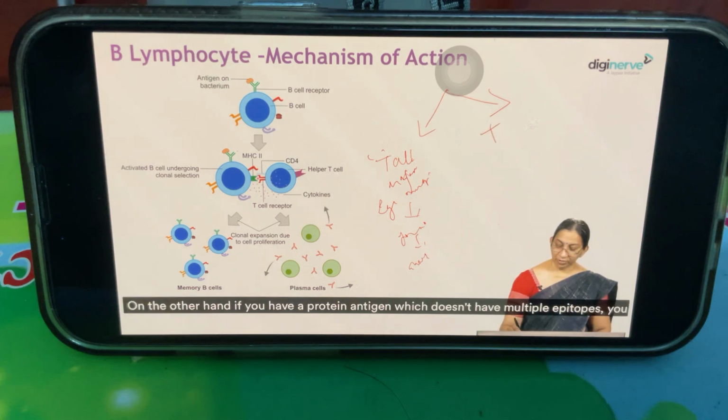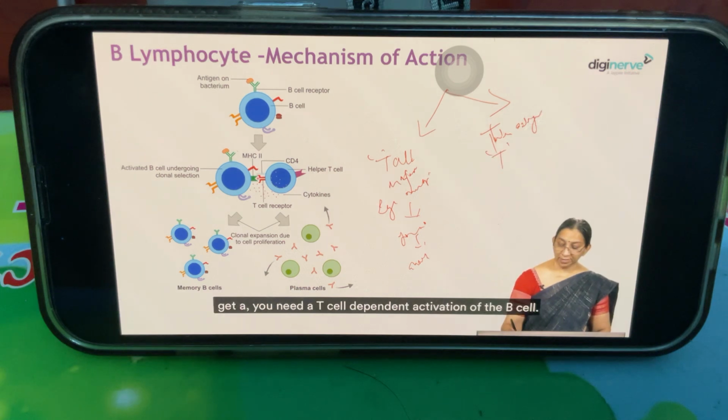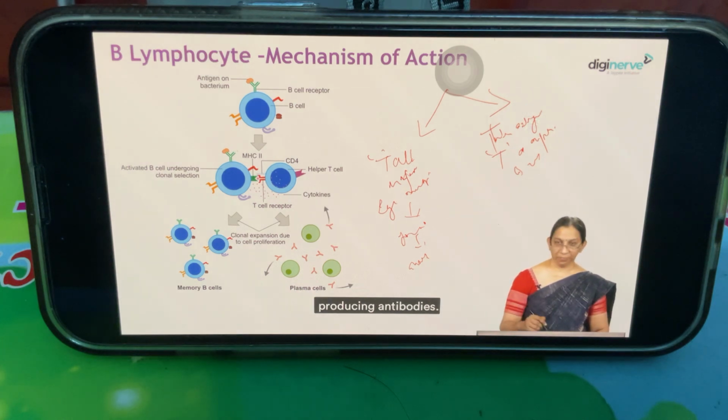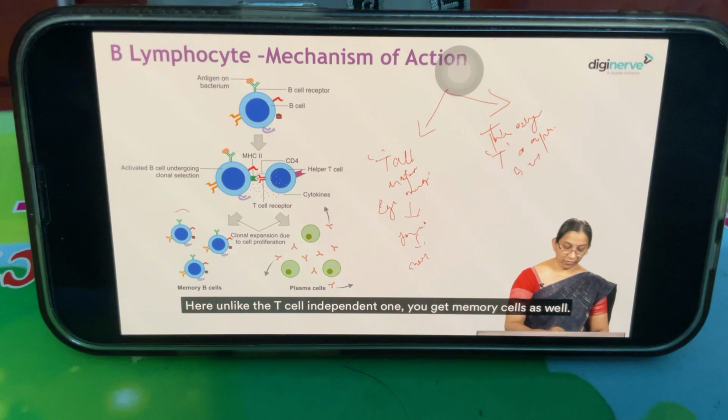On the other hand, if you have a protein antigen, which doesn't have multiple epitopes, you need a T cell dependent activation of the B cell. So the B cell will act like an antigen presenting cell to the T lymphocytes, which gets activated and in turn activates the B cell, which undergoes clonal expansion, and you get plasma cells producing antibodies. Here, unlike the T cell independent one, you get memory cells as well.